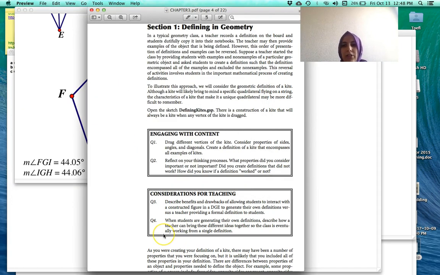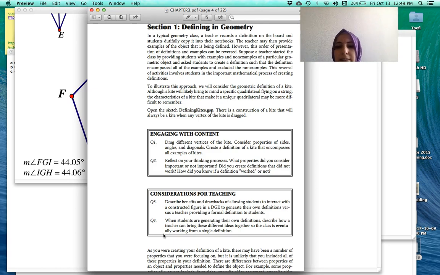Okay, let's look at question 2. Question 2: reflect on your own thinking process. What properties do you consider important or not important? Did you create definitions that did not work? How did you know if a definition worked or not?